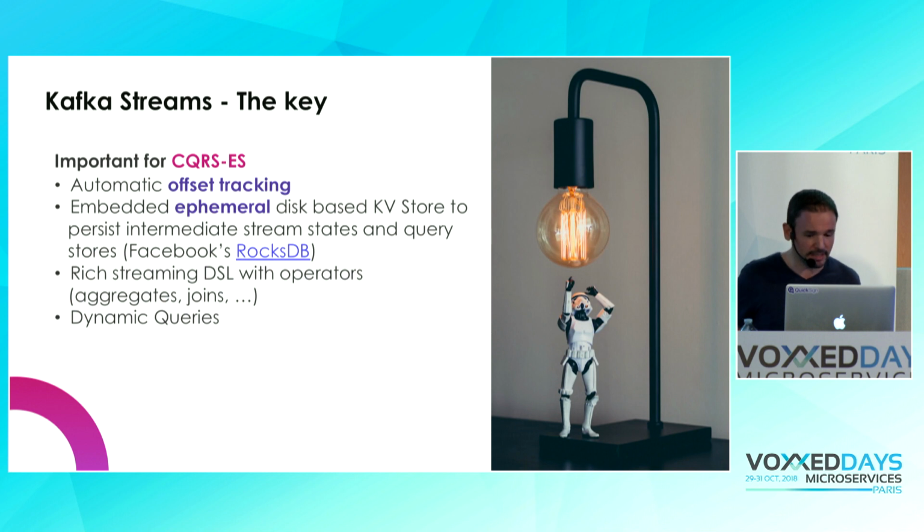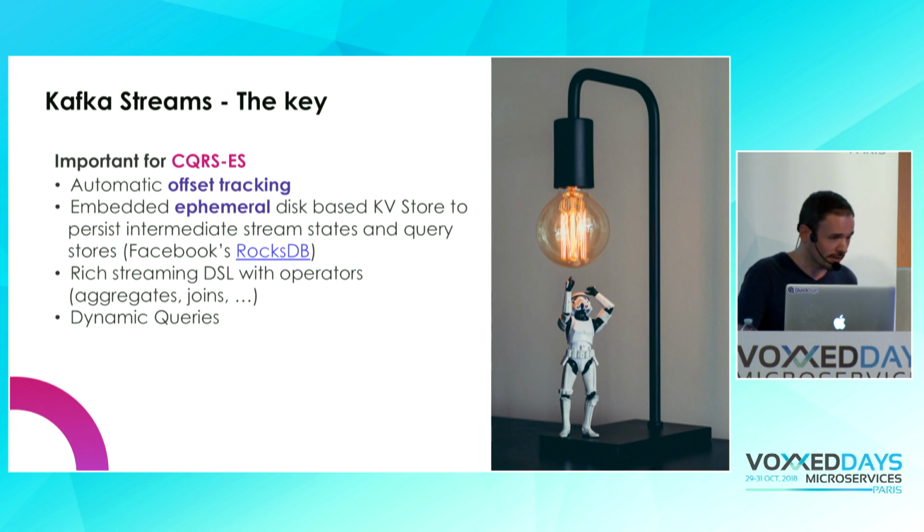It provides an embedded key-value store, so it's the key to materialize views. For example, for us, the current JSON representation of our workflows. It provides a rich streaming DSL with operators. You can do aggregations, joins. It's very important because when you are creating a report, for example, aggregating multiple aggregation routes, aggregating stuff together, you need a streaming DSL able to do that.